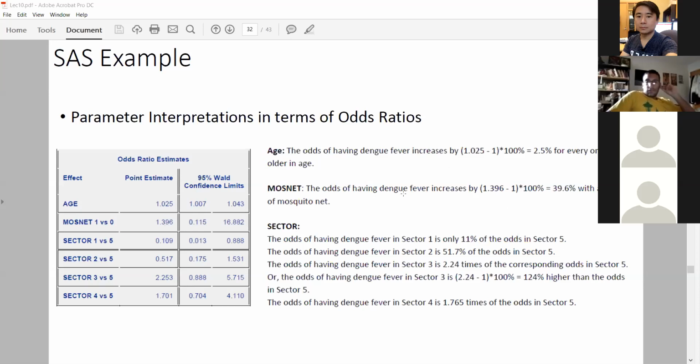Or you can use 1 minus this. 1 minus this means the percent of reduction in odds. But don't use this minus 1. Use 1 minus this. That's the reduction. But usually people do not interpret the reduction. They'll interpret the increase, the percent of increase. If it's less than 1, you can simply just use this way.